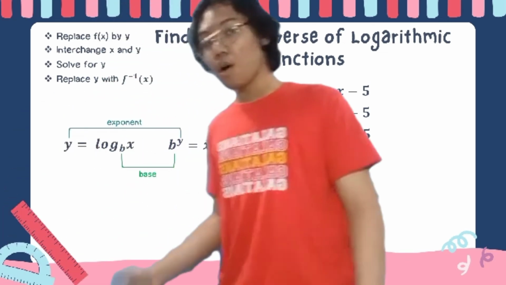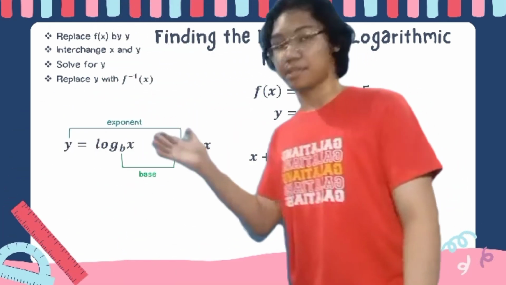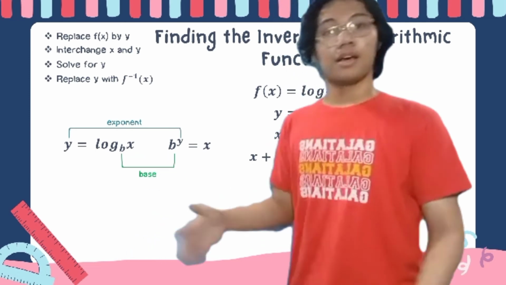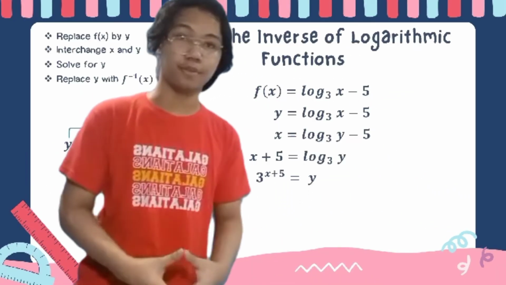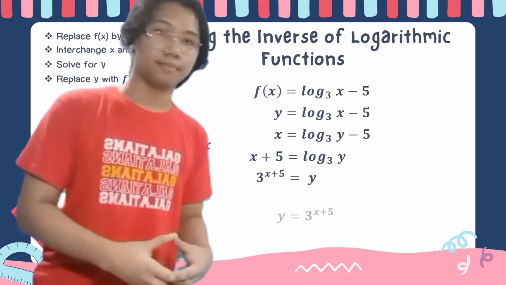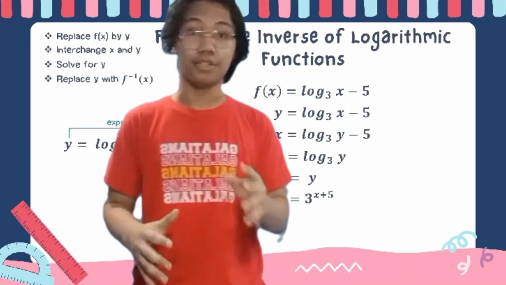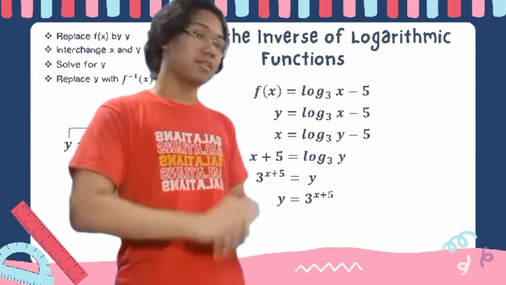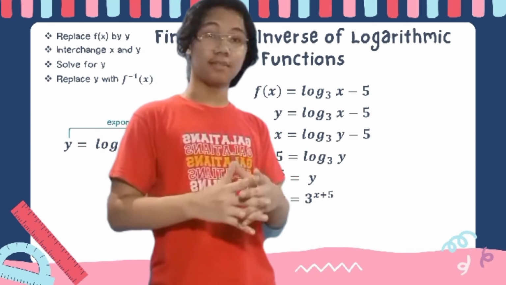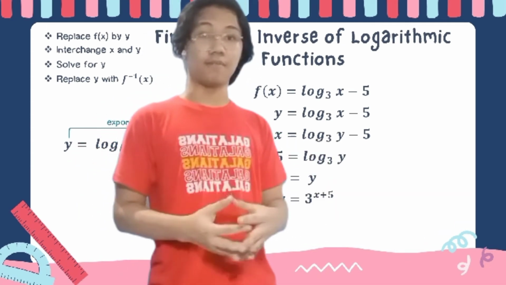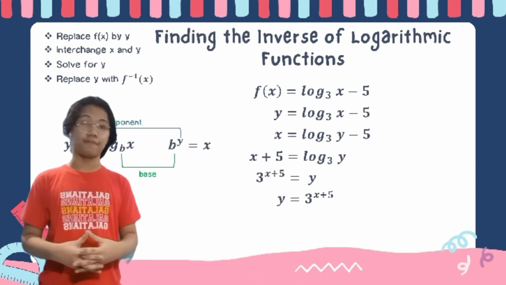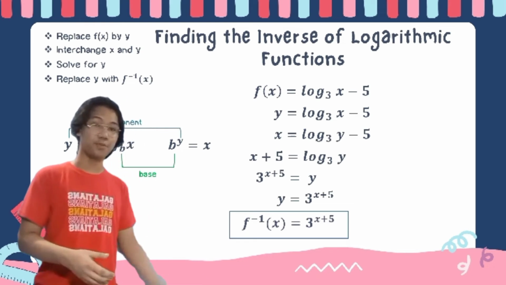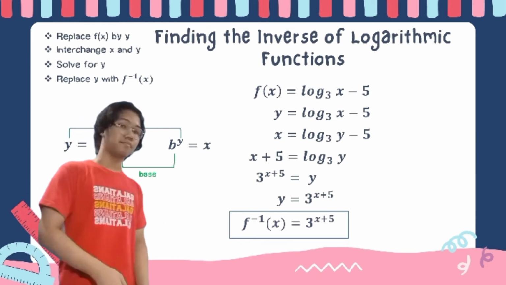So if we follow the steps here, if we understood all the steps and the parts of it, we'll come up with the answer 3 raised to x plus 5 equals y. And that's it. You finished solving for y. That easy. So what's next? What's only left is the fourth step, which is to replace y with f inverse of x, or the f of x with the negative exponent.